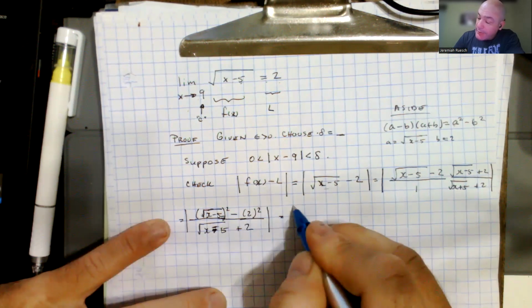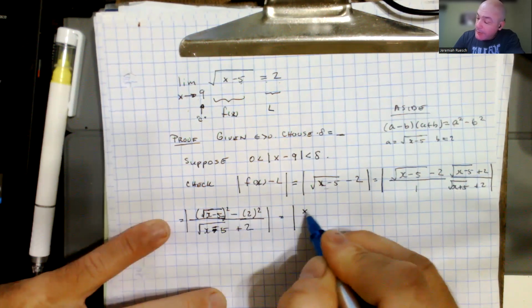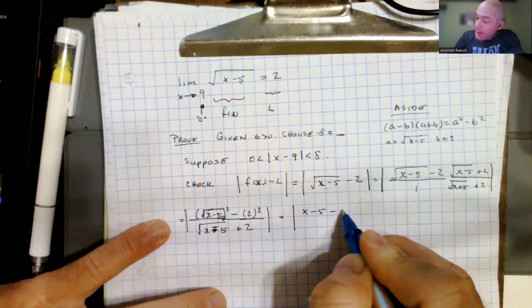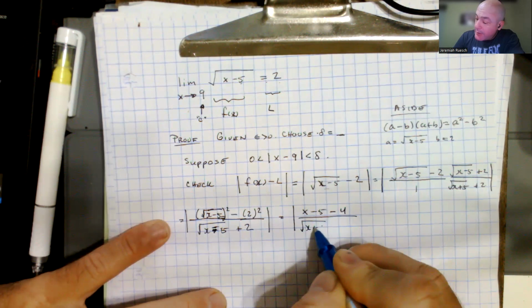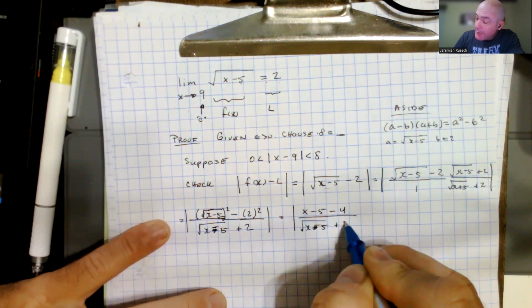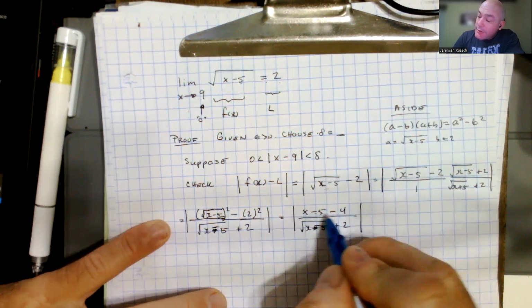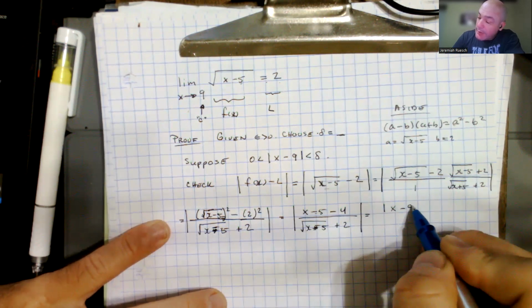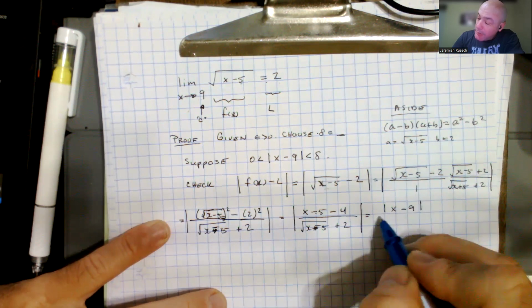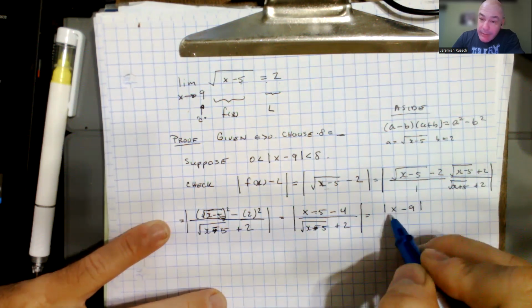So then simplifying this a little bit more, you get x minus 5 minus 4 over the square root of x minus 5, I keep wanting to write plus there, plus 2. Notice that the numerator becomes x minus 9. And right now I'm moving the absolute value to the top and bottom.